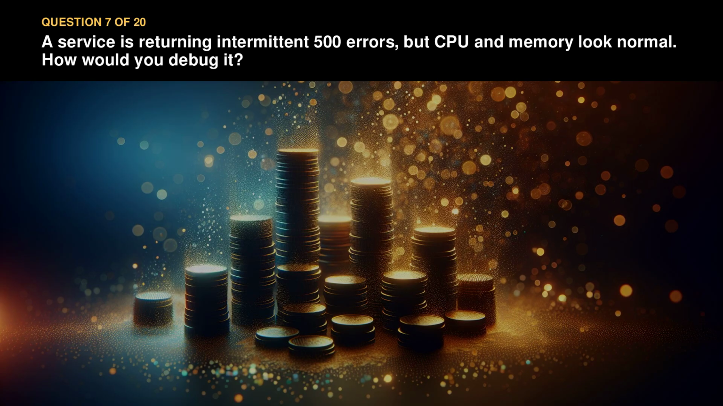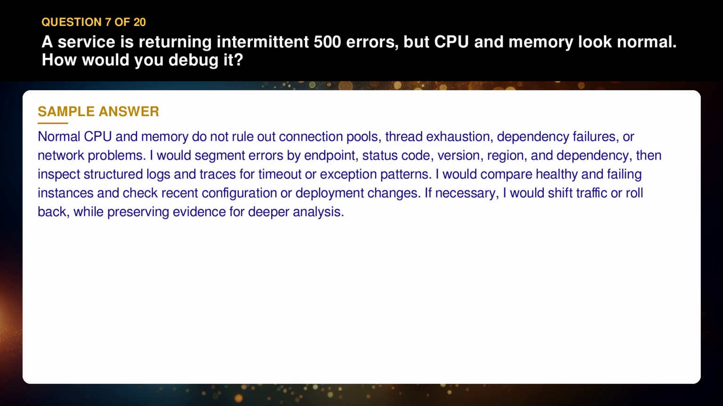Question 7. A service is returning intermittent 500 errors, but CPU and memory look normal. How would you debug it? Normal CPU and memory do not rule out connection pools, thread exhaustion, dependency failures, or network problems.